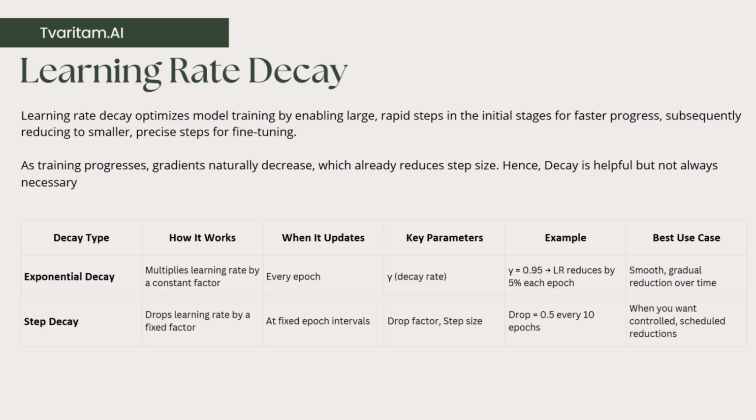In step decay, learning rate drops at fixed intervals. For example, it reduces by half every 10 epochs. This method is more controlled and scheduled.